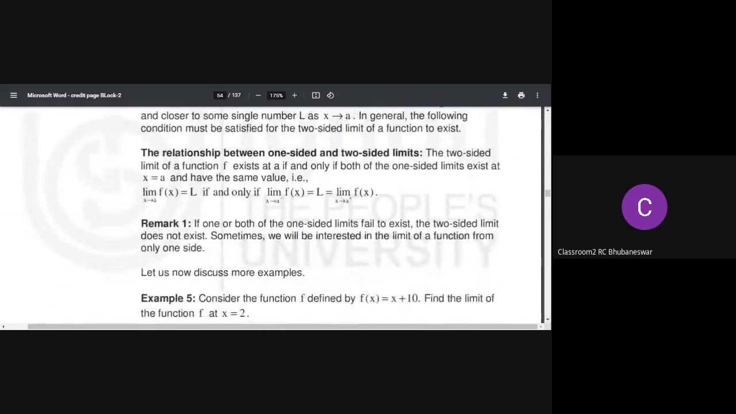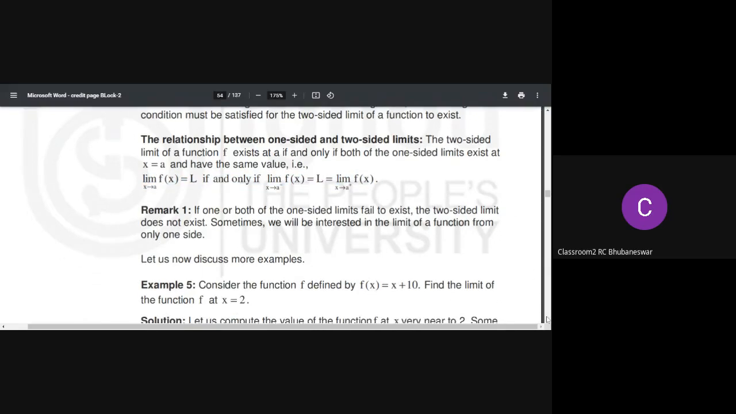Now, the relationship between one-sided and two-sided limits. The limit of a function exists. Let us focus on this expression. Whenever the limit of a function exists for a point x approaches to a, the meaning is that both the left-hand limit as well as the right-hand limit exist and are exactly the same. Only in that case you can say that yes, the limiting value of the function exists and they are equal to each other.